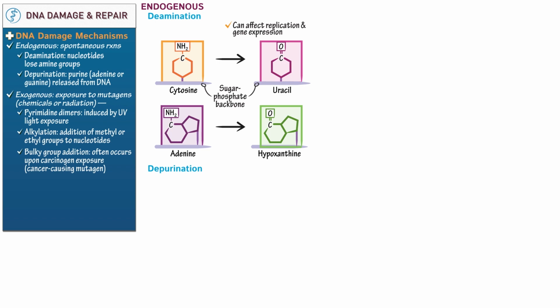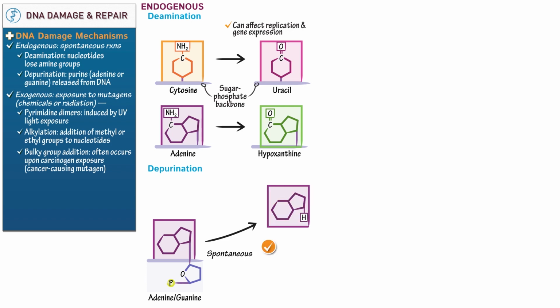Now for depurination. Draw a double-ringed purine and label it adenine/guanine. It represents both purine nucleotides. This time, show it attached to the deoxyribose of the sugar phosphate backbone, a 5-membered ring bound to a phosphate group. Next, illustrate that the bond between the deoxyribose and purine spontaneously cleaves.